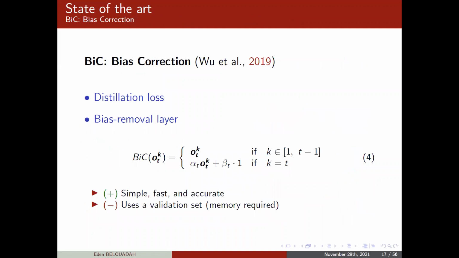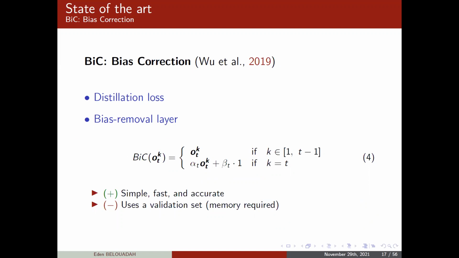The last method that is interesting is called bias correction. And this method is based on distillation loss, followed by a bias removal layer. This bias removal layer contains two parameters, alpha and beta, that we use to reduce the classification scores of new classes and give more chance to the past classes to be selected during inference. This method is thus simple, fast, and performant.